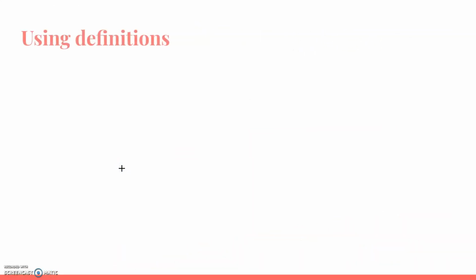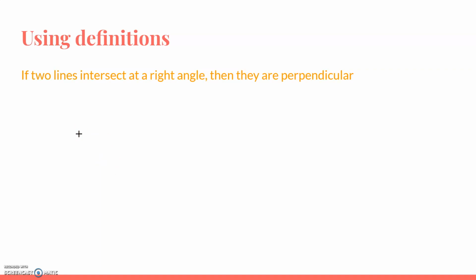Okay, so now moving on to the second and last thing that we're going to be learning today, using definitions. Before we move on to this, we've learned a lot of definitions in the past videos. So here you're going to learn how to use them to explain some claims. We're just going to learn one thing. If 2 lines intersect at a right angle, then they are perpendicular.